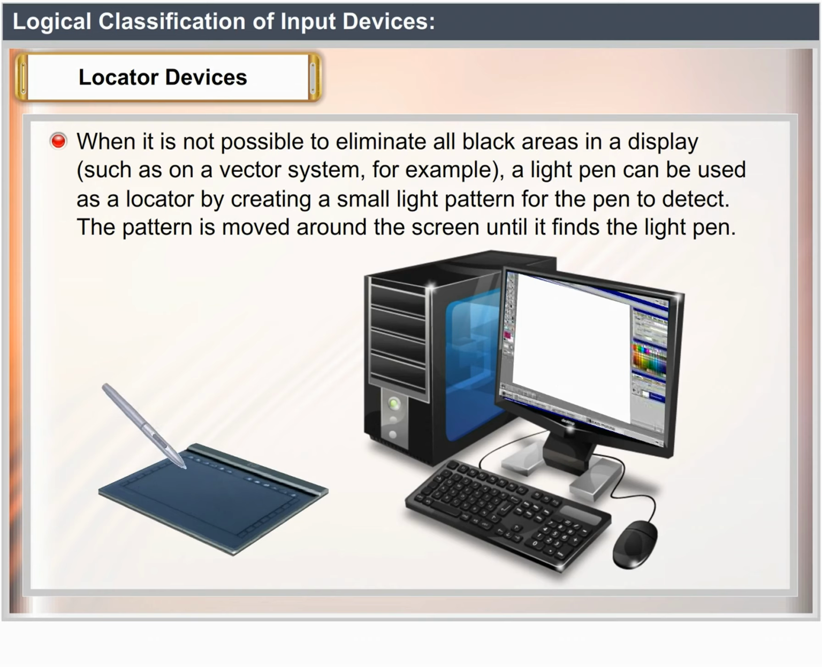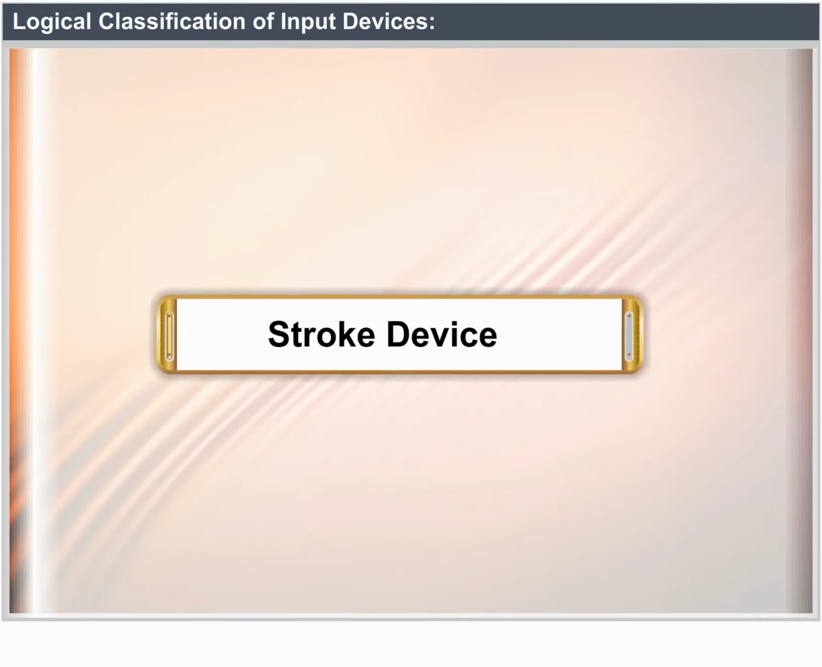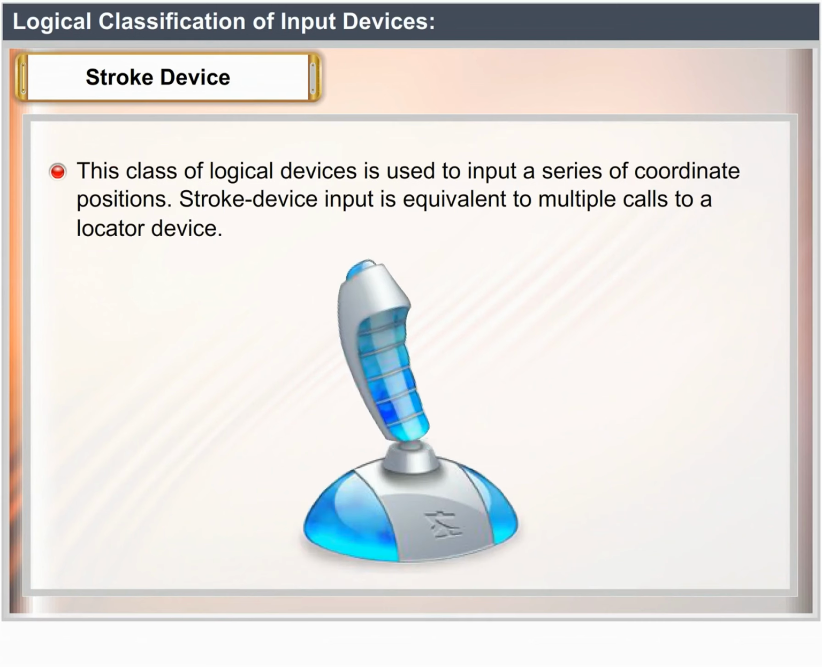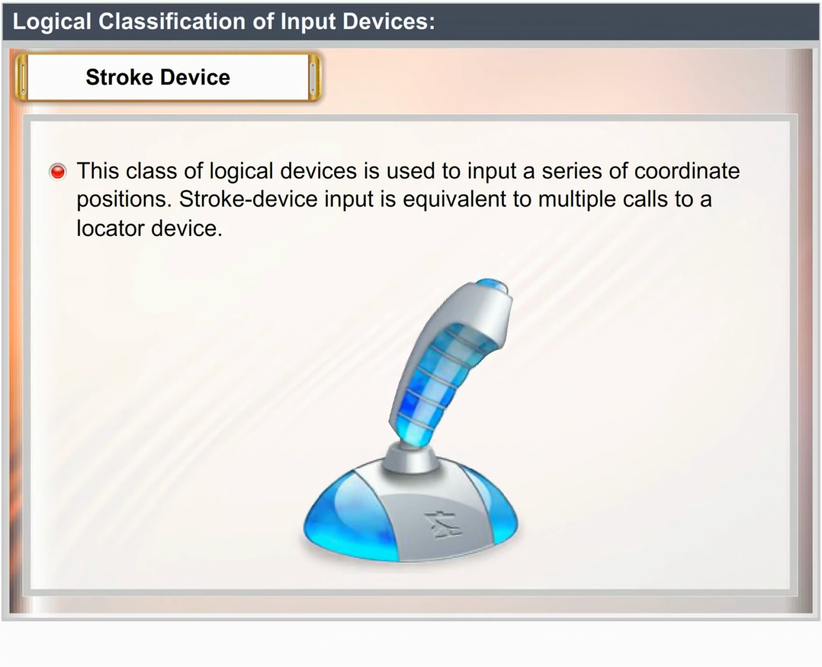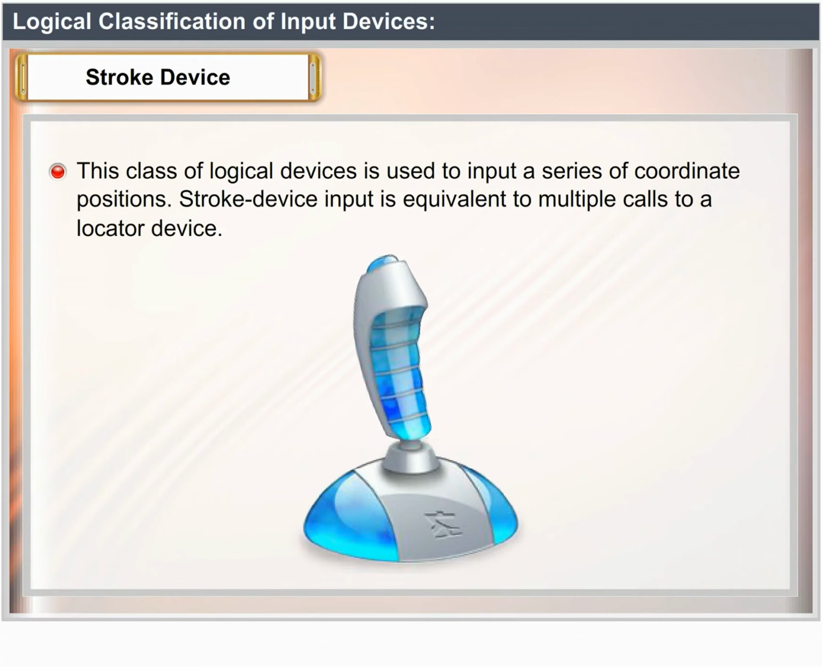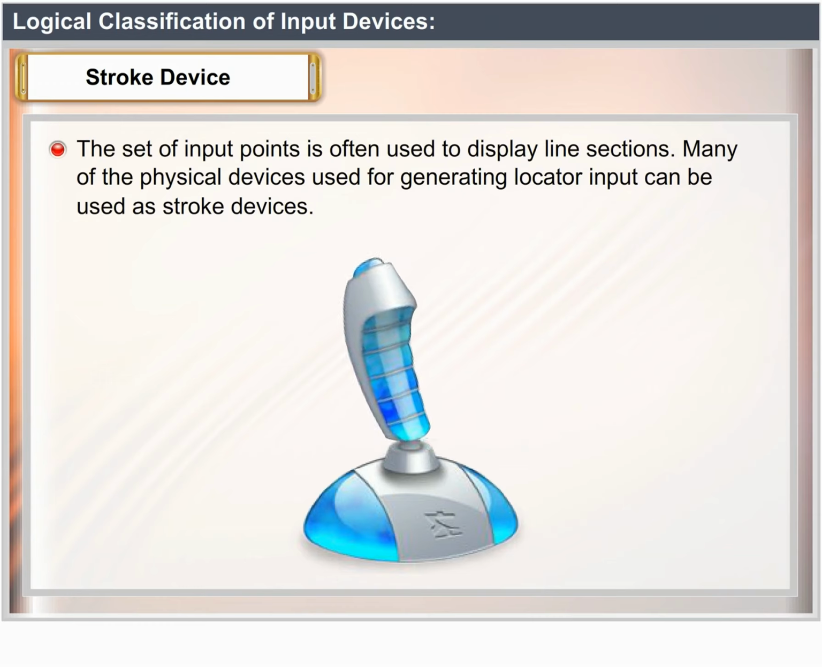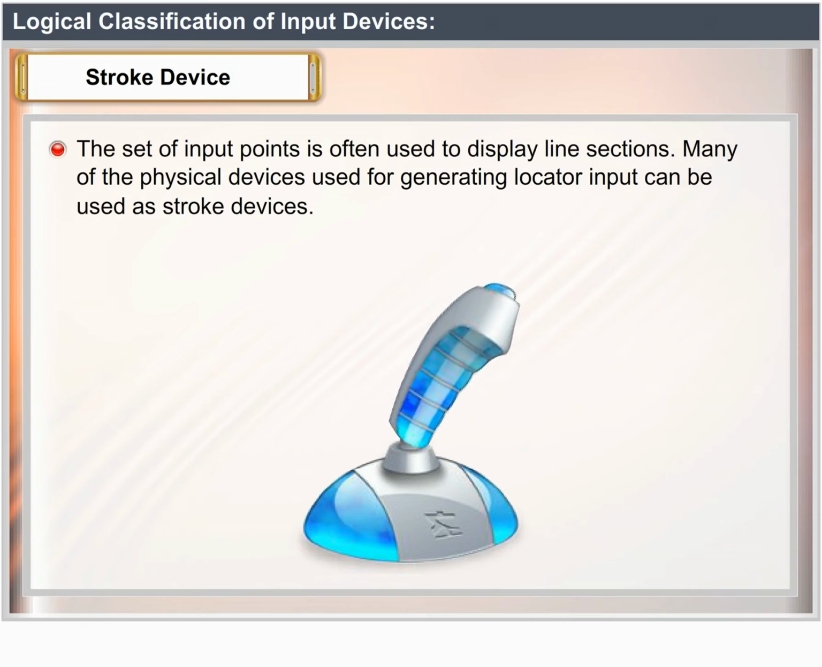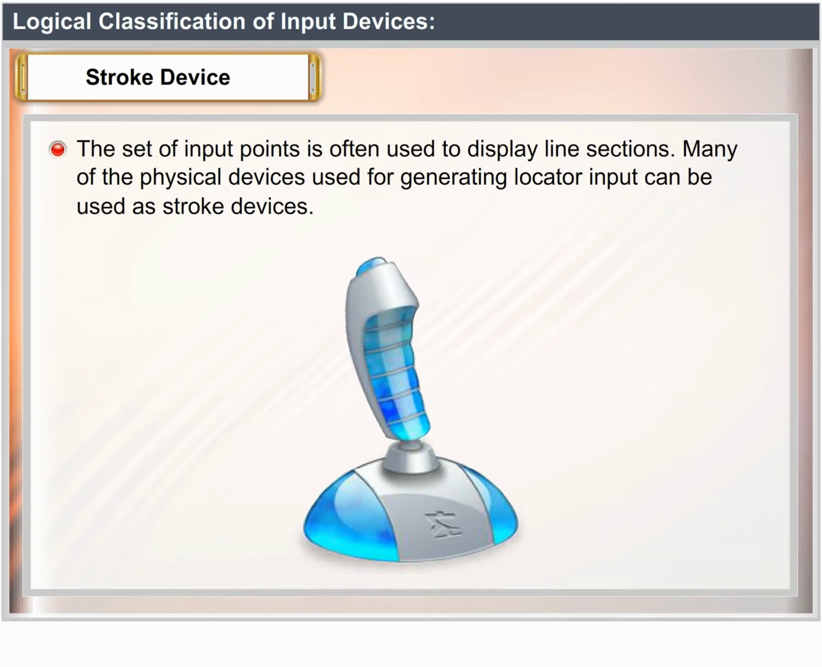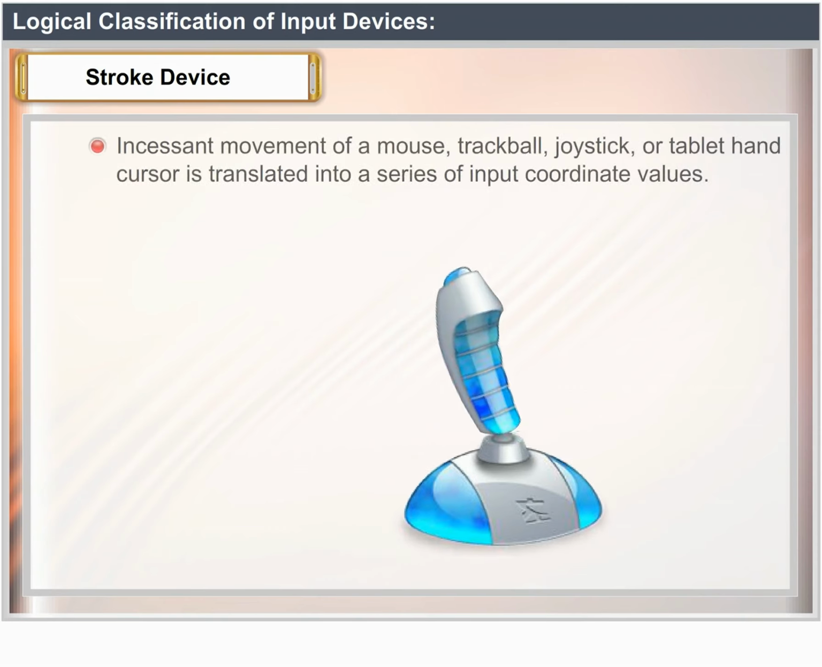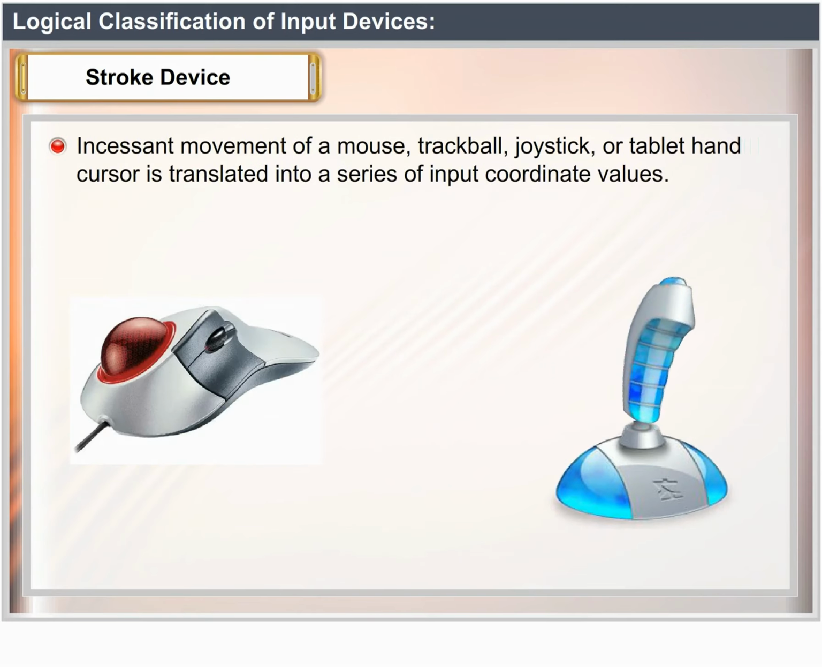Stroke device. This class of logical devices is used to input a sequence of coordinate positions. Stroke device input is equivalent to multiple calls to a locator device. The set of input points is often used to display line sections. Many of the physical devices used for generating locator input can be used as stroke devices. Continuous movement of a mouse, trackball, joystick, or tablet hand cursor is translated into a series of input coordinate values.